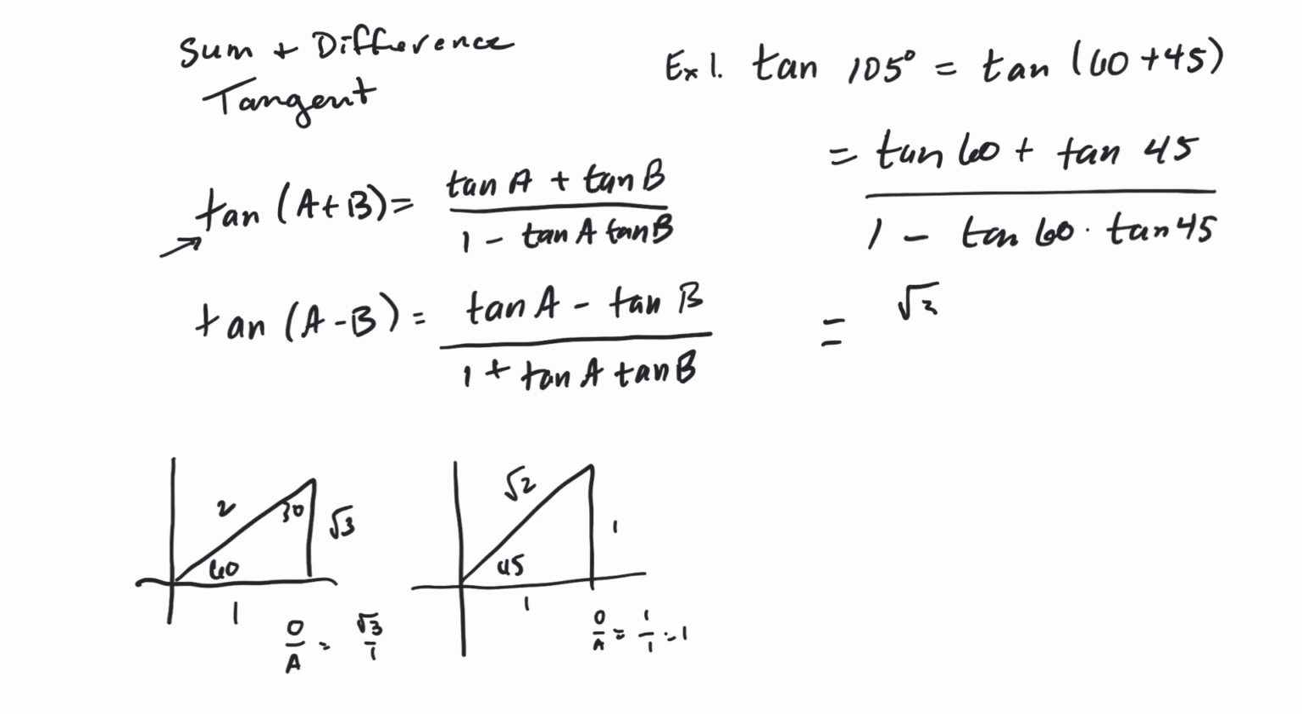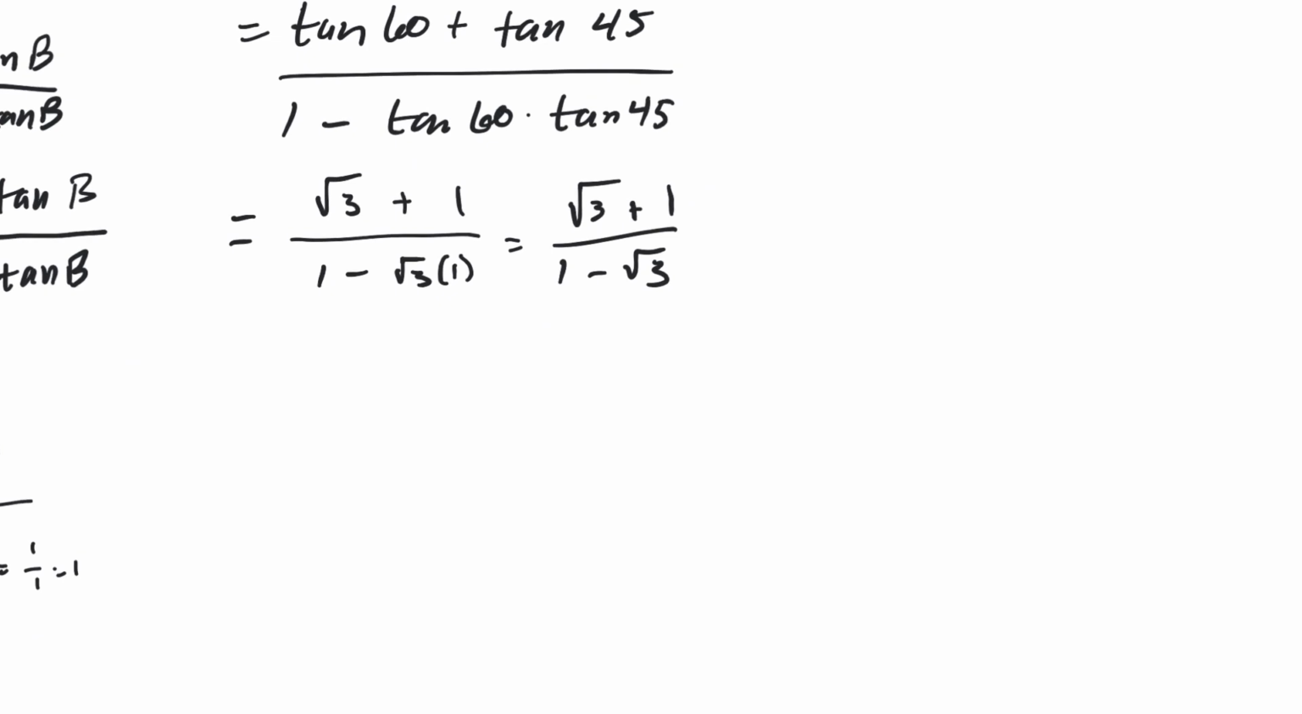So we end up with the square root of 3 plus 1 over 1 minus root 3 times 1. We don't really have to do that multiplication; it's just going to be 1 minus root 3. Now, we don't normally leave our solutions like this. We simplify an expression like this by getting rid of the radical in the denominator. We are going to multiply by the conjugate on the top and the bottom.